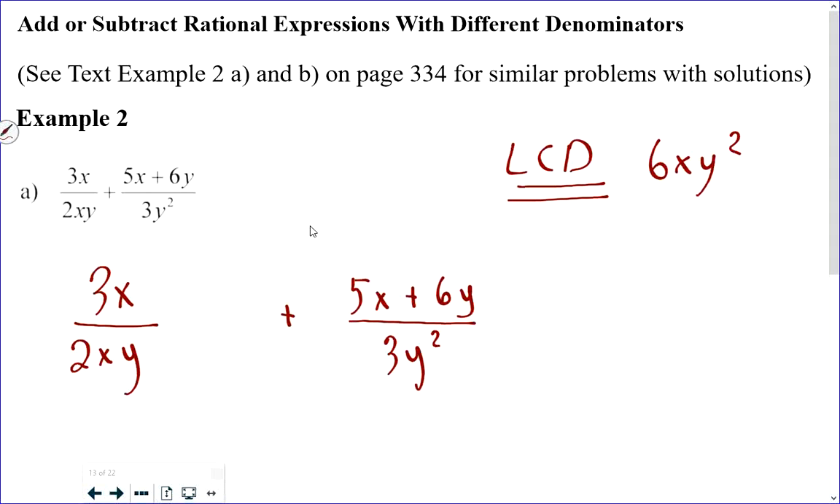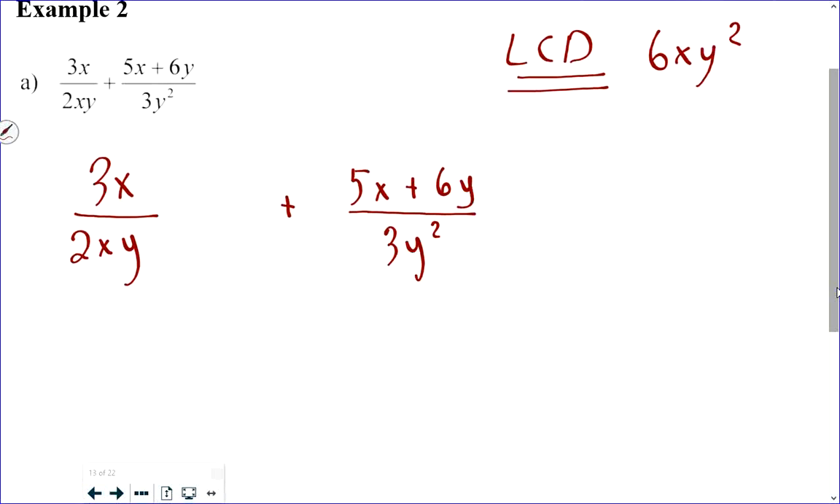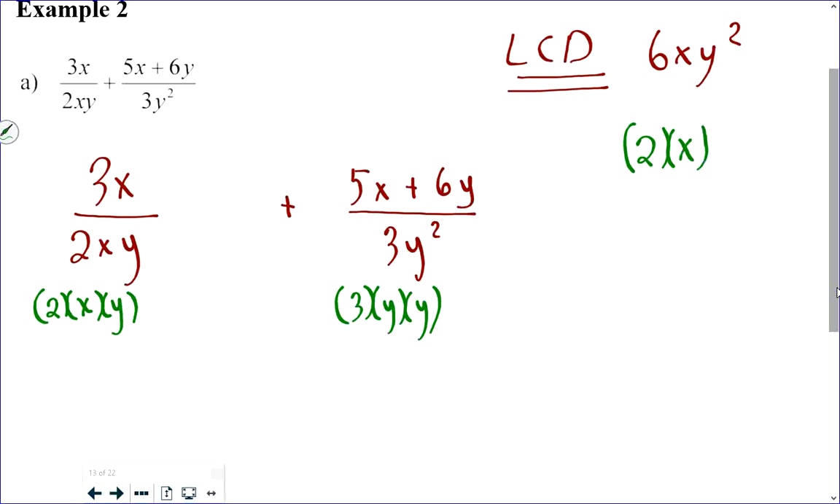It's 6xy squared. And if you think that because I have more experience in math that I just look at this and know it's 6xy squared, you're wrong. I use the rule that I've taught you. I have to. I say that this denominator is a 2 and an x and a y. This is a 3 and a y and a y. So I start with my first denominator and I say, well, if my first denominator contains a 2, an x, and a y, my common denominator better contain a 2, an x, and a y.